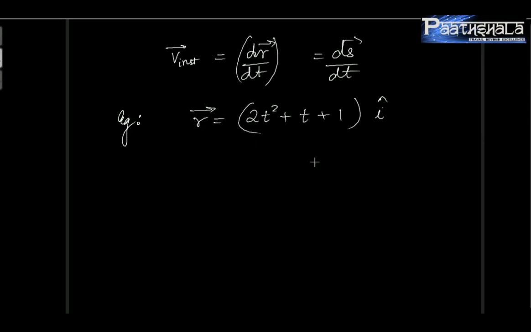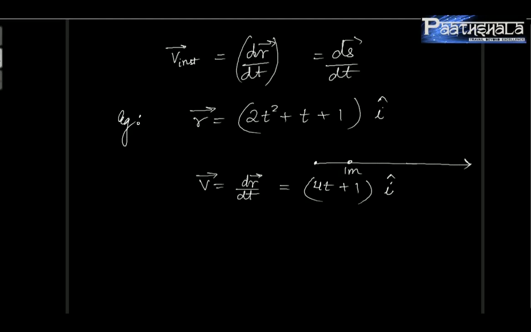At t is equal to 0, particle was present where? At x is equal to 1 meter. Right? At t is equal to 0, particle was present at x is equal to 1 meter. Now if you take the derivative dr by dt, so velocity of the particle, instantaneous, is equal to dr by dt is equal to, what is the derivative of t square? 2t. So 2 into 2t is 4t. What is the derivative of t? Plus 1. So 4t plus 1 into I cap.